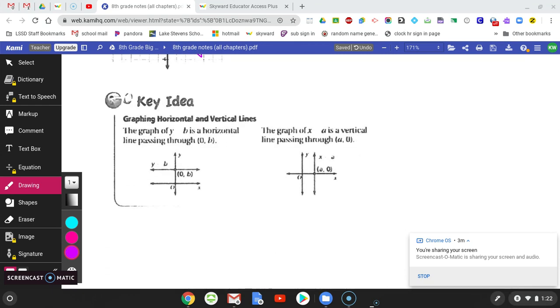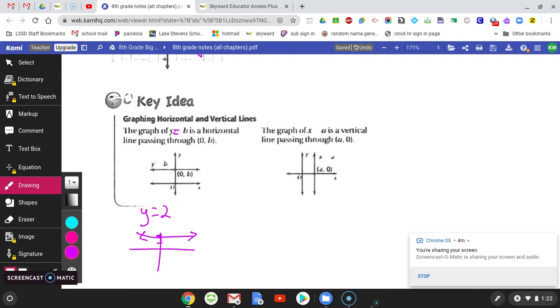Okay, so what happens if we're graphing horizontal and vertical lines? If I have y equals just some number, it's always going to be a horizontal line. For example, if I have y equals 2, then I come to where y is 2 and draw a horizontal line through it. Why is it going to be a horizontal line?